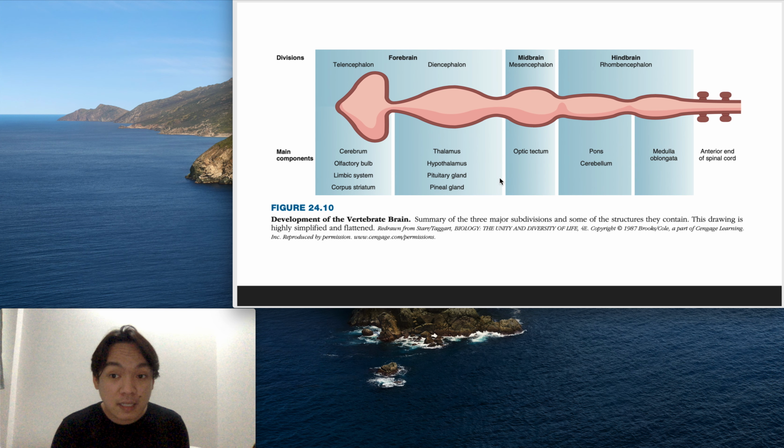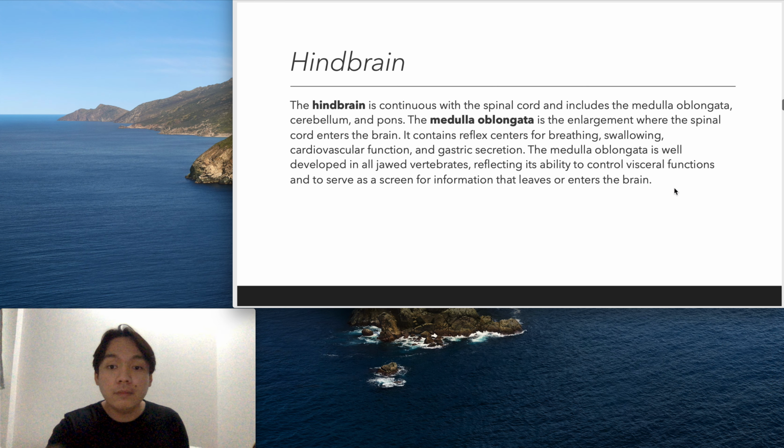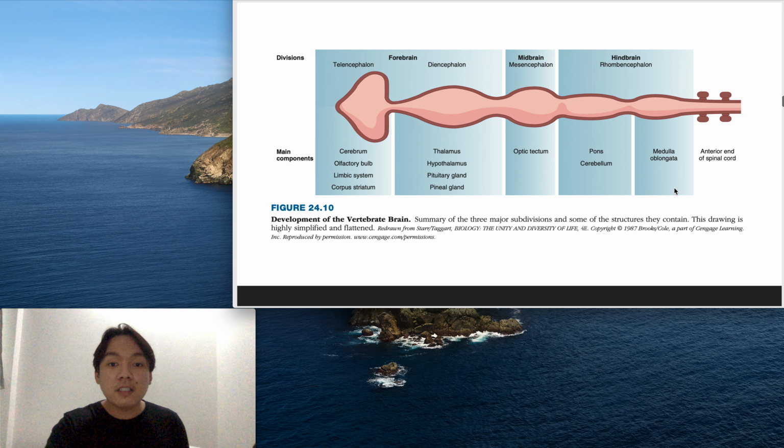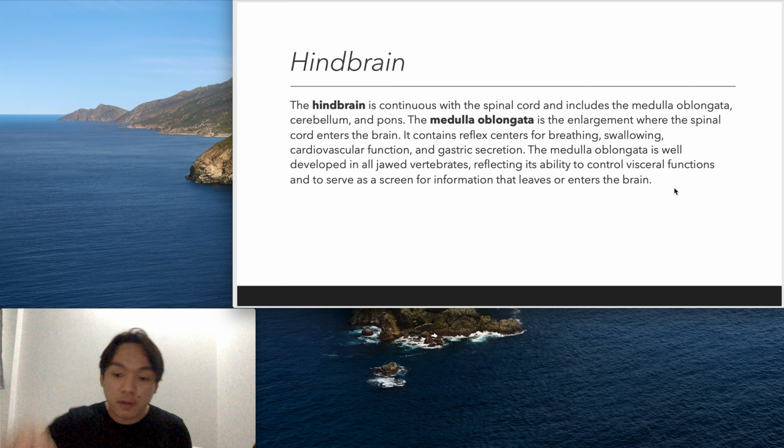So this figure is flattened and simplified, and these are the main components. Take a look at it. There are a lot of components found in the forebrain, the midbrain, and the hindbrain. So let's talk about the hindbrain. The rhombencephalon is continuous with the spinal cord, and it includes the medulla oblongata, cerebellum, and the pons.